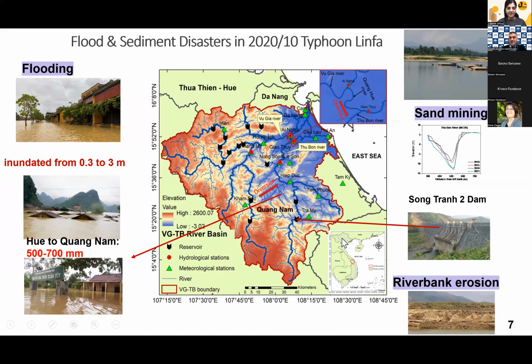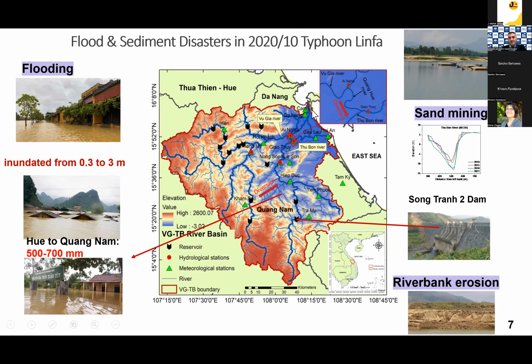So you can see this is the map of Vietnam, and this is the central part where we have a very interesting basin we call the Vu Gia Thu Bon River Basin. This basin is really very unique because it is hit heavily by typhoons, and at the same time, this black point is a kind of dam or hydropower dam. And this red color is a hydrological station for water level and discharge, and the green is for rainfall.